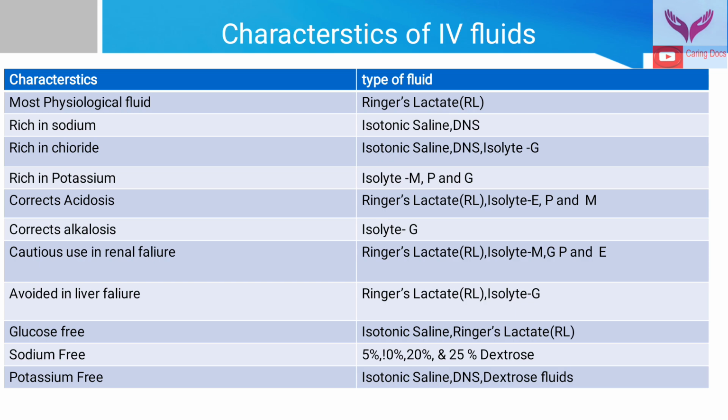The fluid to be used with caution in renal failure is ringer lactate, Isolyte M, P, G, and E. Fluid to be avoided in liver failure is ringer lactate and Isolyte G. Glucose-free fluid is isotonic saline and ringer lactate. Sodium-free fluid is 5%, 10%, 20%, and 25% dextrose. Potassium-free fluid is isotonic saline, DNS, and dextrose fluids.